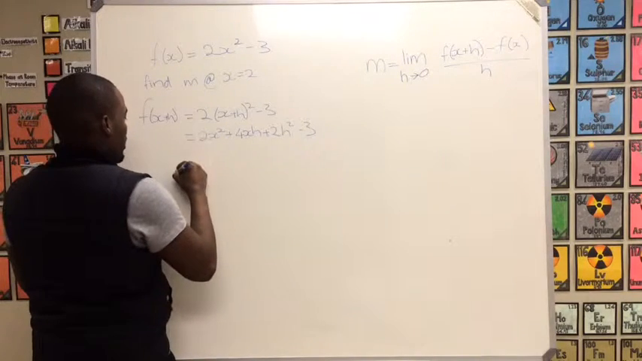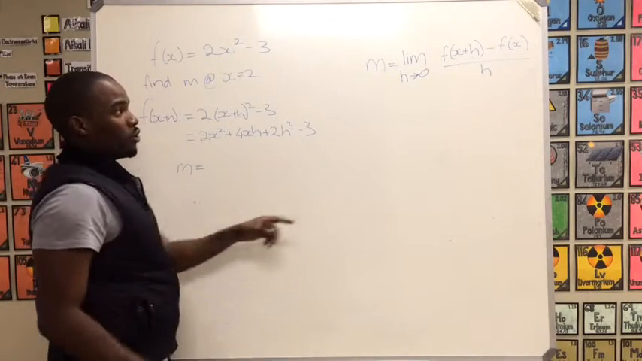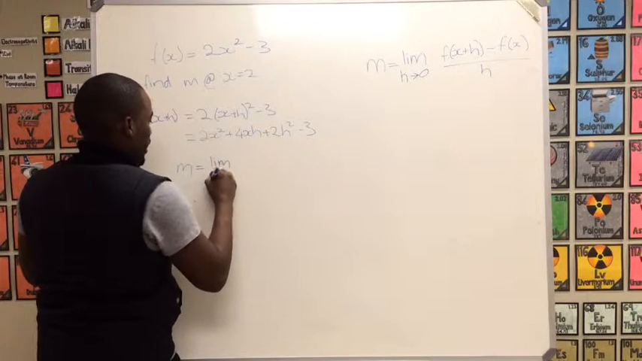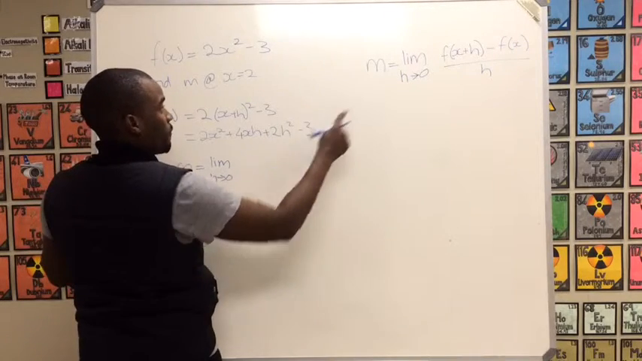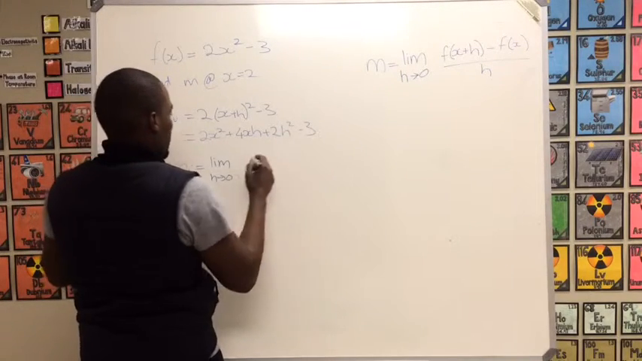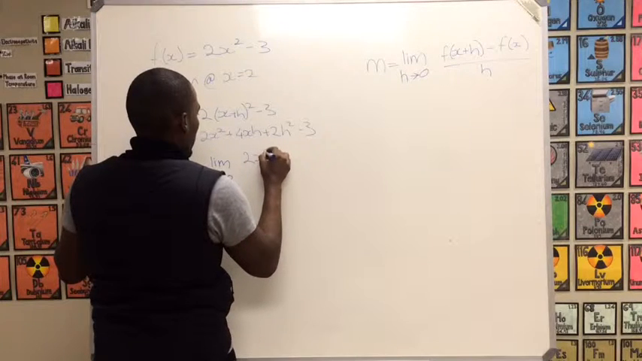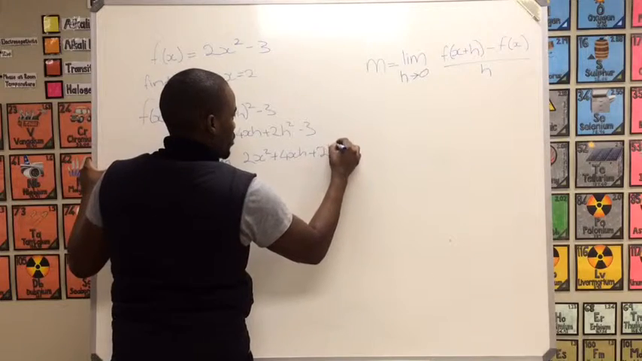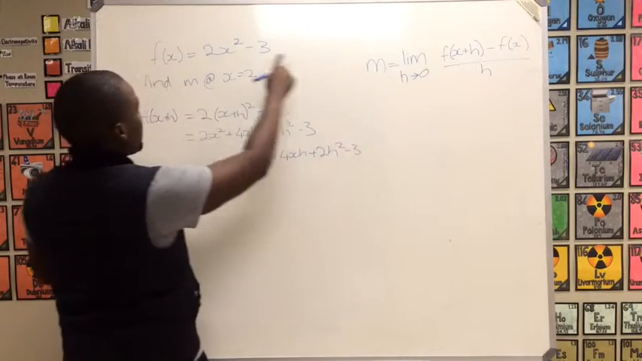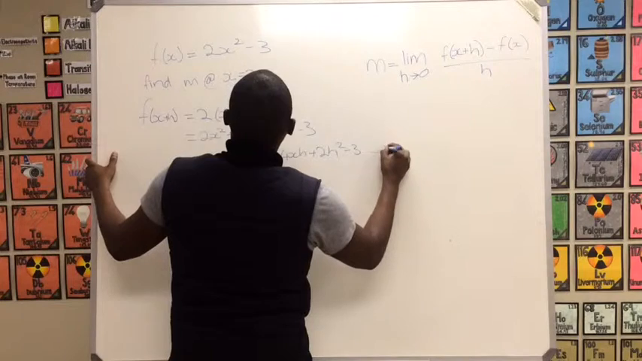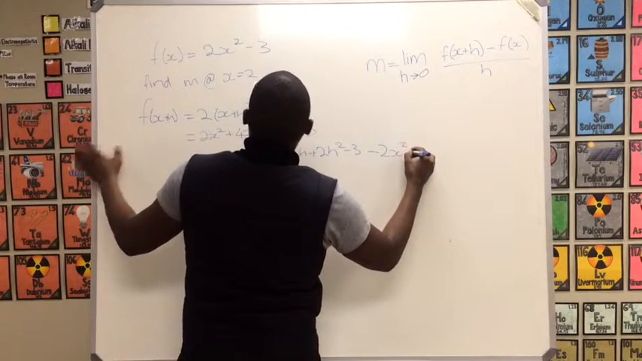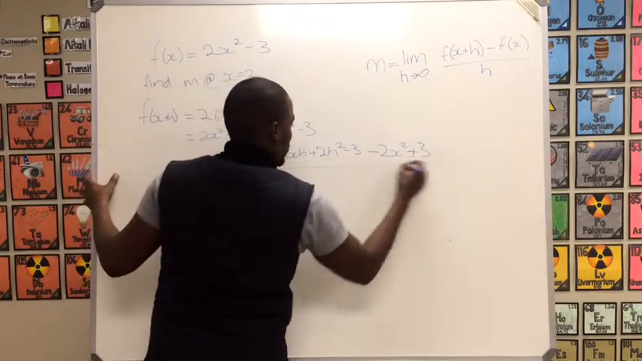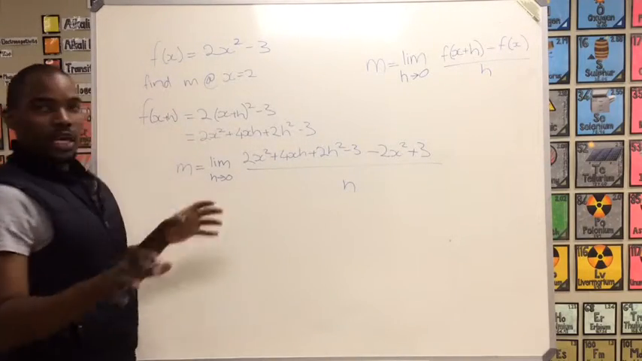So then my gradient is very important. You have to keep this limit sign throughout. The limit as h tends to 0 of f of x plus h, which is this whole long thing here, 2x squared plus 4xh plus 2h squared minus 3, minus f of x, which is that. So that's minus 2x squared plus 3, divided by h. It looks hairy and scary, but don't panic.